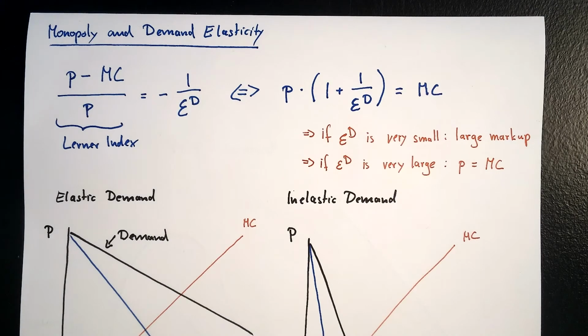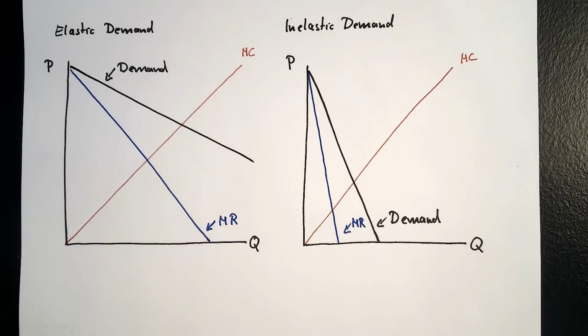Now, let us translate this theoretical treatment of the relationship between the monopoly and the demand elasticity, and let us have a look at it from a graphical perspective.